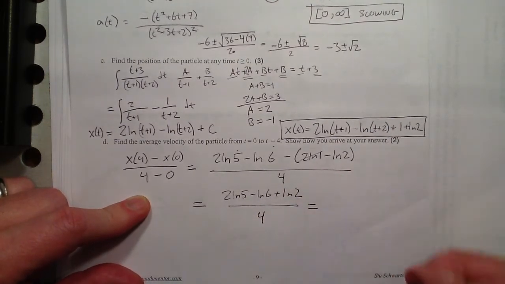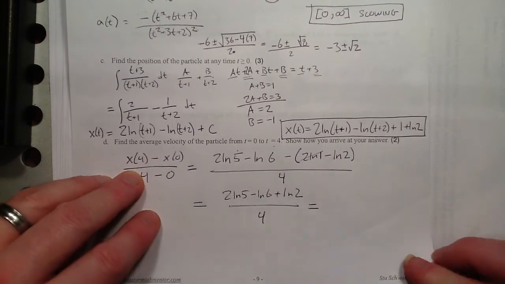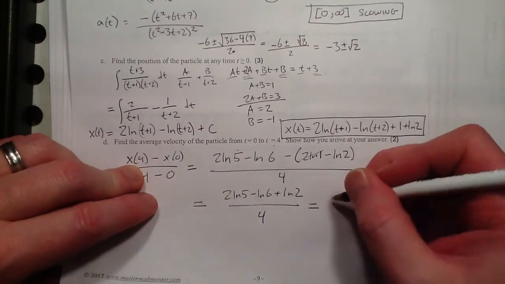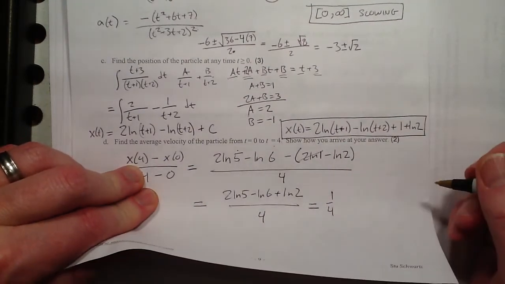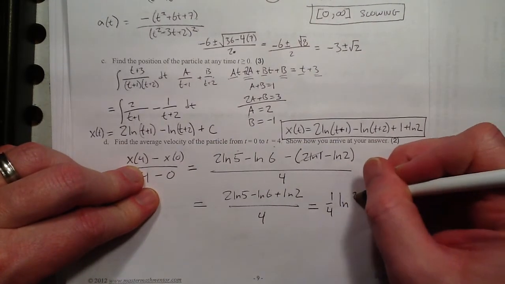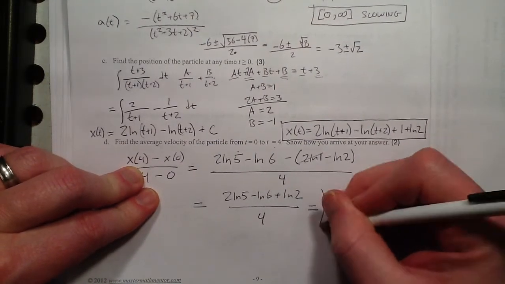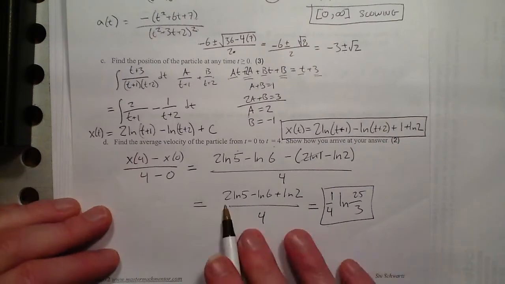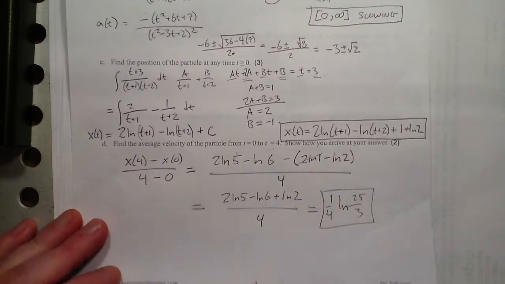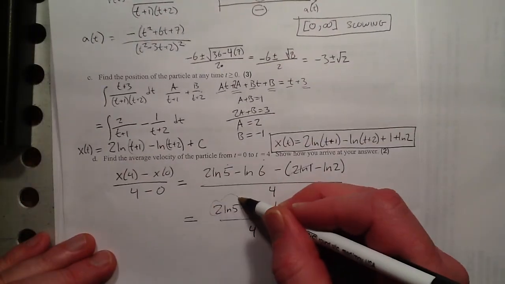And I'll leave it to you to try to figure out how, using logarithm rules, that's equal to 1/4 times the natural log of 25 over 3. You can try to figure that out. I'll give you a hint.